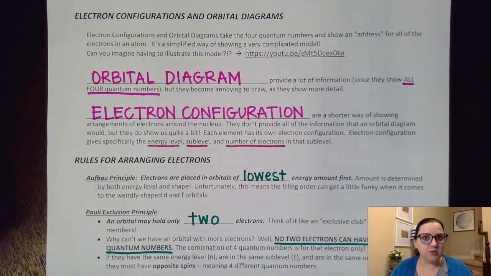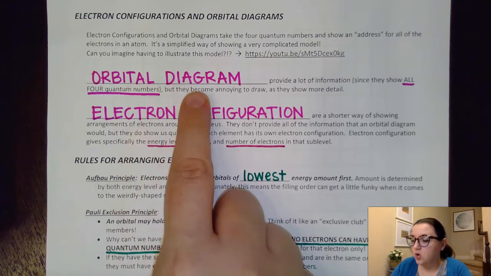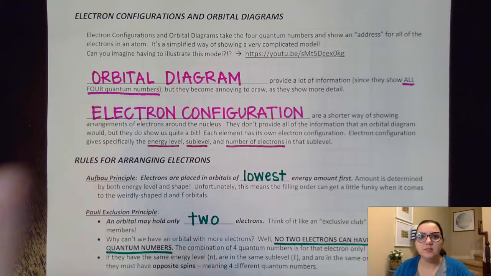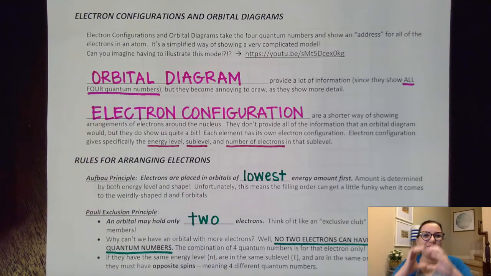Now, as a reminder, in our previous video, we discussed the pieces to the address: the energy level, the sublevel, the orbital, and the spin, the 4 quantum numbers. Orbital diagrams actually show all 4 of those quantum numbers. So you'll see the S, P, D, and F, you'll see the boxes, you'll see the arrows, you're going to see the whole thing. But sometimes those can get really overwhelming to start with because there's a lot of information on those.